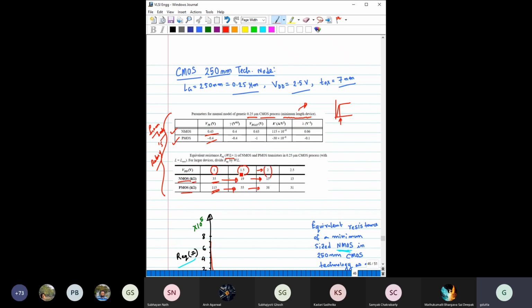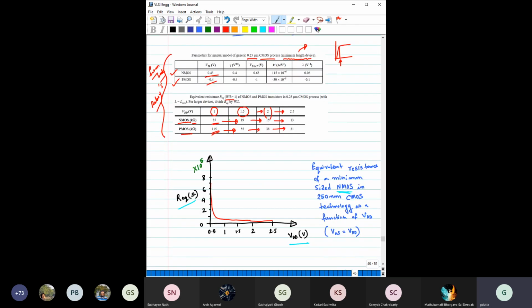Even though the change in VD is almost the same. Now from here to here, see the gap has reduced even more. That you can also see from the same diagram here, right? So these are the important values for us. For example, for NMOS at 2.5 VDD, the resistance would be in the range of 13 kilo ohm when W by L equal to 1, and for PMOS this is 31.